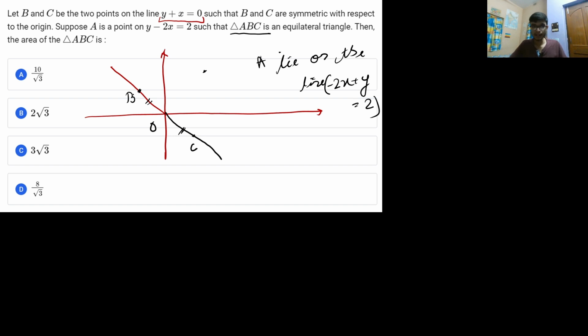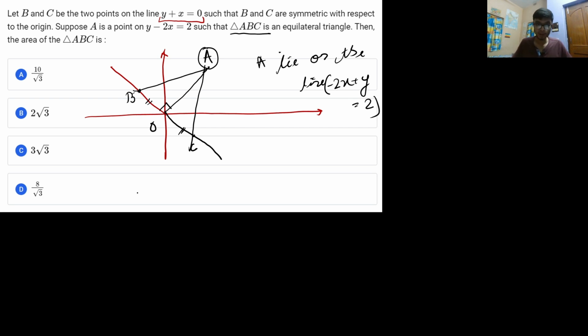If you know some geometry, triangle ABC can be an equilateral triangle only if point A lies on the perpendicular from the center. For an equilateral triangle, all the medians and altitudes are the same lines. So if from point A you drop the altitude, it must also be the median.